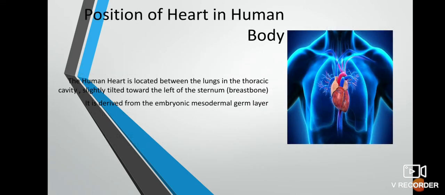Position of the heart in the human body. The human heart is located between the lungs in the thoracic cavity, slightly tilted towards the left of the sternum. It is derived from the embryonic mesodermal germ layer.